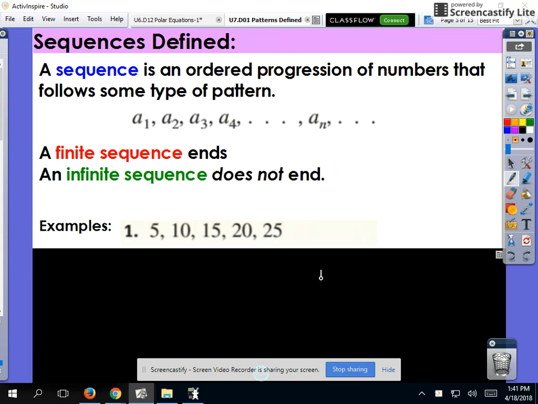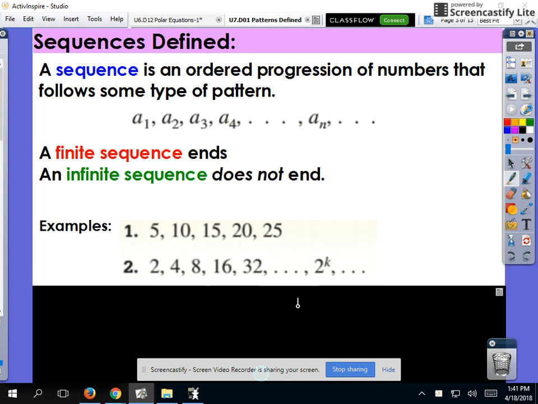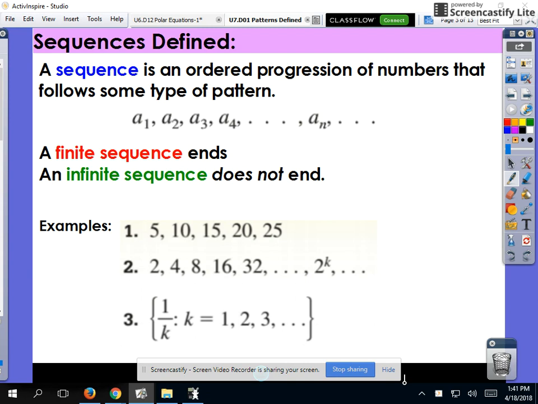Examples: we've got 5, 10, 15, 20, 25. That would be a finite sequence. And this would be an infinite sequence: 2, 4, 8, 16, 32, and so on. Also, you can write it like this: 1 over k, where k equals 1, 2, 3, and so on. This is an infinite sequence because we have different values for k that we can plug into that little function.